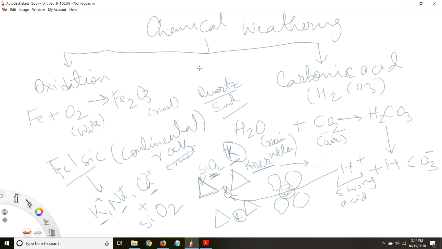I think that's all we have for weathering. Please refer to Smart Figures 2.14, 16 and 17 in your textbook to further understand these concepts.